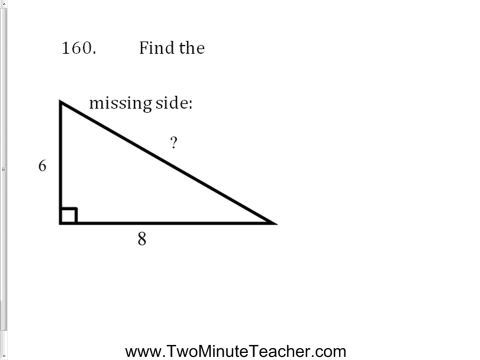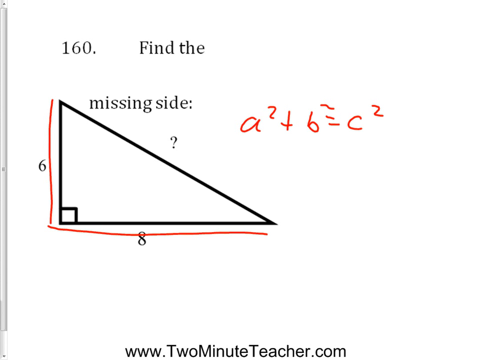Find the missing side. This right away I'm thinking the Pythagorean theorem because it's a right triangle. And the lengths of the sides of right triangles are related by a squared plus b squared equals c squared. Okay, so the legs are this one and this one, and I just have to do a squared plus b squared for those two. And then this one will be c squared.